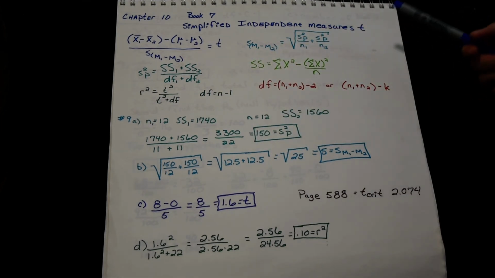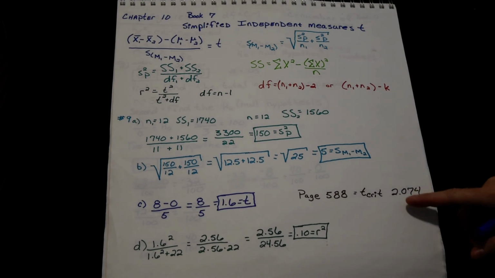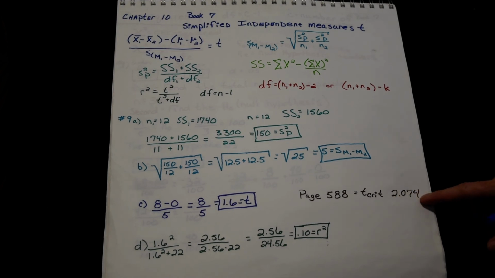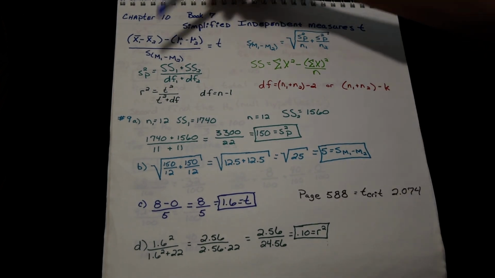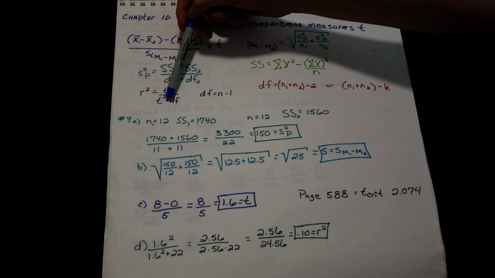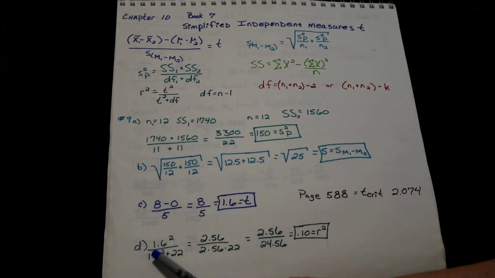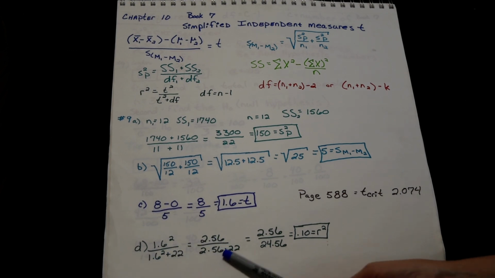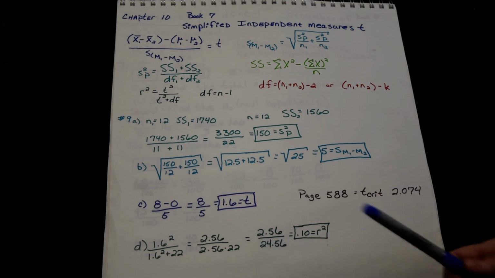On page 588 in the 7th edition, you'll find the T-crit, and you go across the top to find 0.05, and then you go down the left-hand side and you find your DF of 11, and you find your T-crit of 2.074. Then, to find our R squared, we take our T squared over your T squared plus DF. And here we have our T squared, and you just follow that through, and it comes out to 0.10.